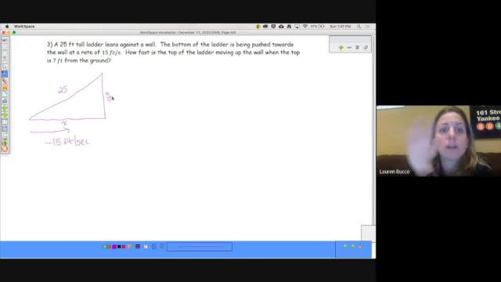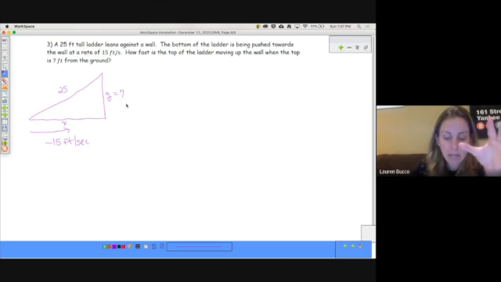I'll call this y, why not? And we want to know how fast is the top of the ladder moving up the wall when the top is 7 feet from the ground. So the 25 can't change. I know that y is going to be equal to 7 for this exact moment in time. And hopefully you recognize this is a right triangle, so I'm going to be using the Pythagorean theorem here. So x squared plus y squared equals z squared. I'm going to say z, just because I used x and y. You could use a, b, and c if you really wanted to.